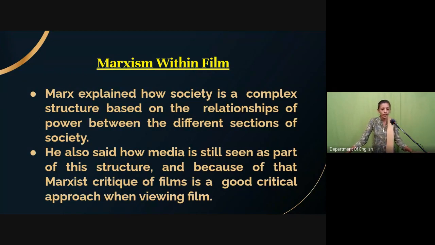Marx explained how society is a complex structure based on the relationship of power between the different sections of society. He also said how media is seen as a part of this structure. Because of that, Marxist critique of film is a good critical approach when viewing film.